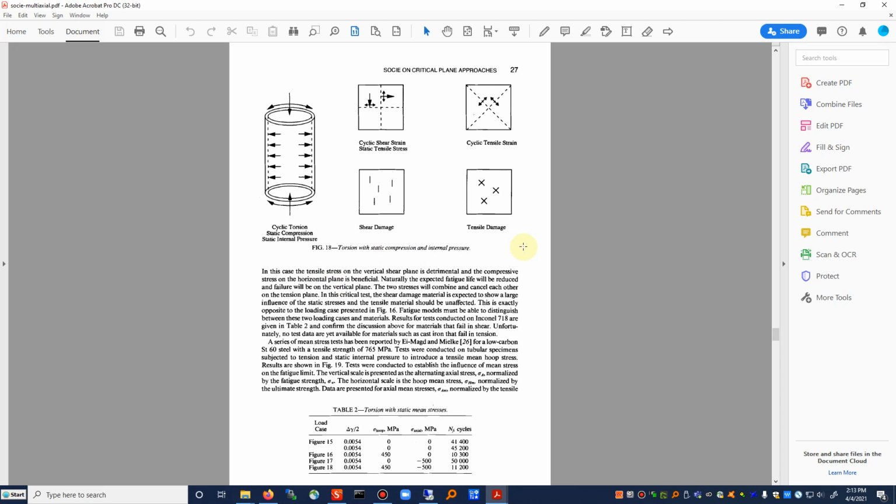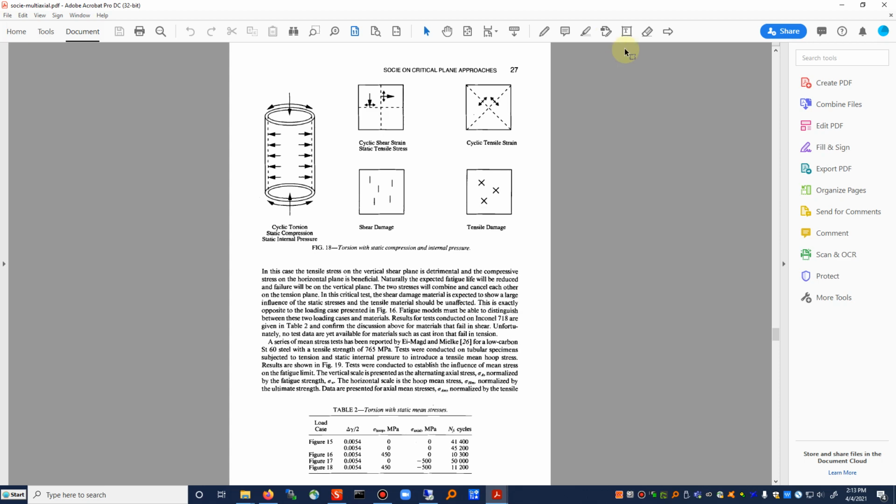In this critical test, the shear damage material is expected to show a large influence on the static stresses, and the tensile material should be unaffected. This is exactly opposite to the loading case presented in figure 16. Fatigue models must be able to distinguish between these two loading cases in materials. Results for tests conducted on NCL 718 are given in Table 2 and confirm the discussion above for materials that fail in shear. And then it says, unfortunately, no tests are yet available for materials such as cast iron and fail in tension. And that was at the time of this paper, which was in the early to mid 90s.